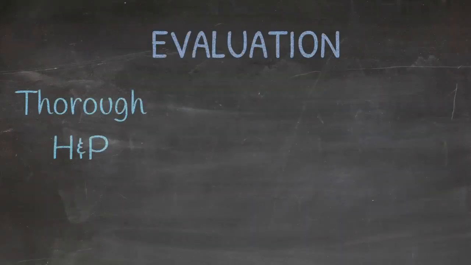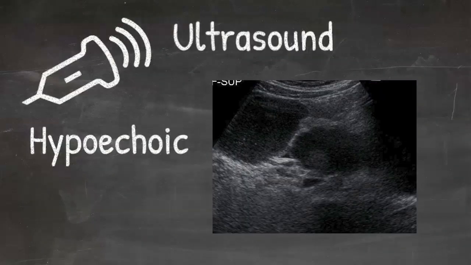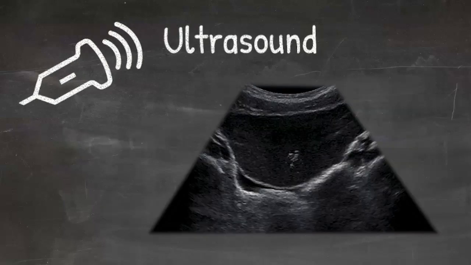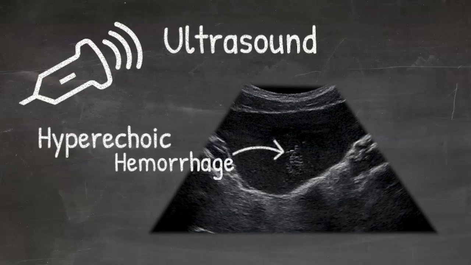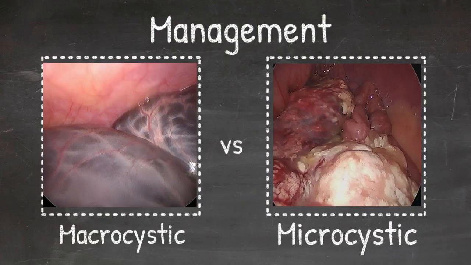Obviously the history and physical is really important to try to get some sense for how long the mass has been there and any other symptoms that are associated. But when we start to think about imaging, ultrasound is usually our first choice for these kinds of patients. You might see a hypoechoic cystic mass on ultrasound with some internal septations or small hyperechoic foci within the cyst related to hemorrhage. It's important to use the imaging to give you some information about the origin of the cyst and whether or not it's macrocystic or microcystic, because that might change your treatment approach.